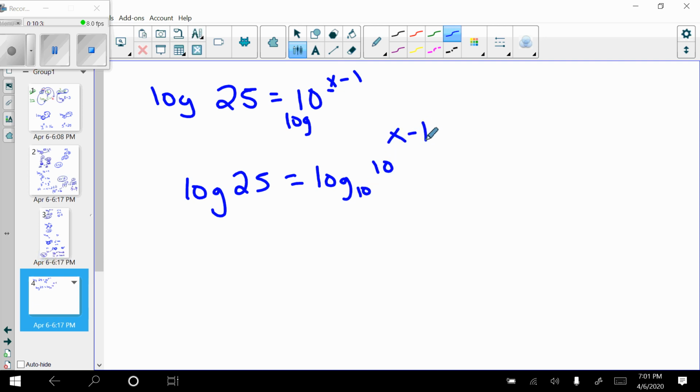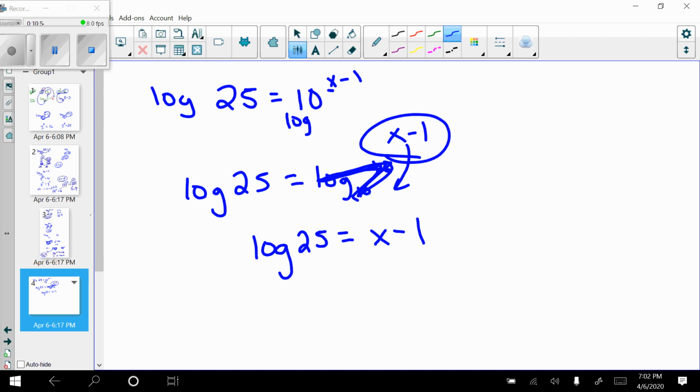And what happens is these guys cancel each other out, bringing the x minus 1 down. So I end up with log 25 equals x minus 1. So that allowed us to move this out of the exponent. And then what I want to do is get x by itself, right?